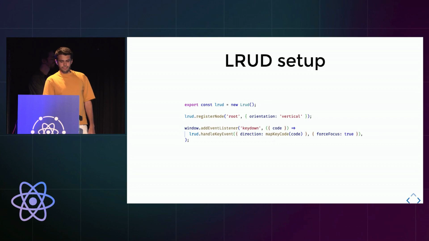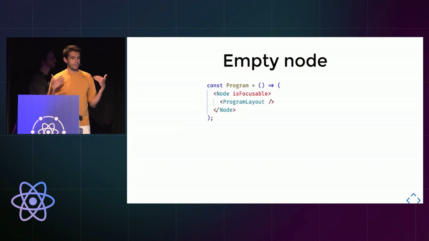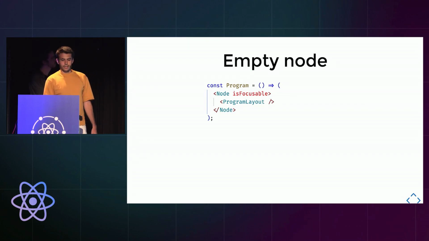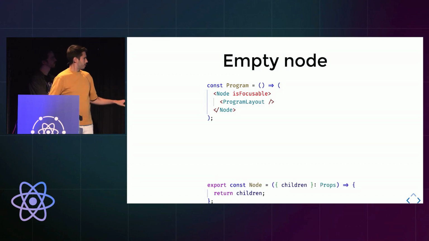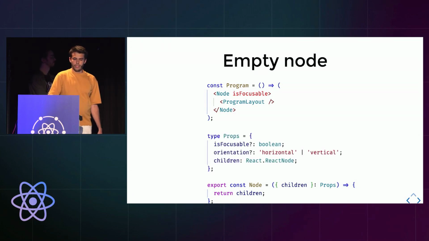And we can have a look at the program I showed you earlier. So let's dive inside what a node is. In its most basic form, sorry, it's a little cut on the bottom, but a node is just something that returns the children. And so it can have some props like, is it focusable? What's the orientation for non-focusable nodes?